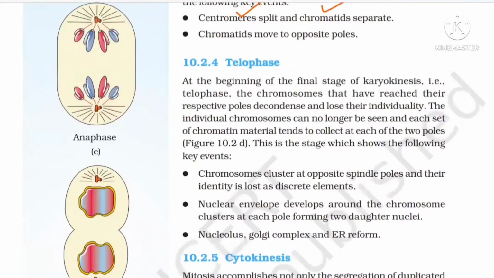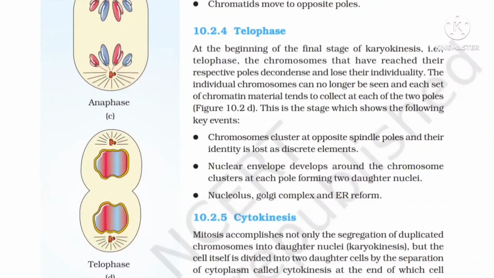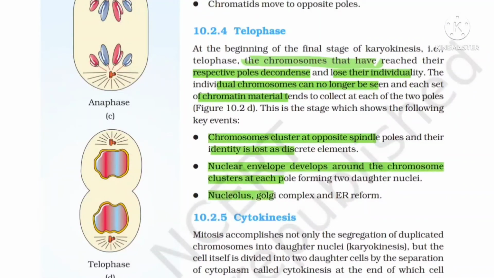In telophase, what is happening? Chromosomes reach the poles, they decondense and lose their individuality. They are no longer seen, and each set has now reached the poles. The chromosomes cluster at opposite poles, identity is lost, the nuclear envelope reappears, and the nucleolus, Golgi and ER are made. Now, who is making the nuclear envelope? I told you, the PMT question: rough ER will make the nuclear envelope. Because the nuclear envelope gives rise to rough ER, so rough ER is the one making the nuclear envelope. Up till here, clear, beta?